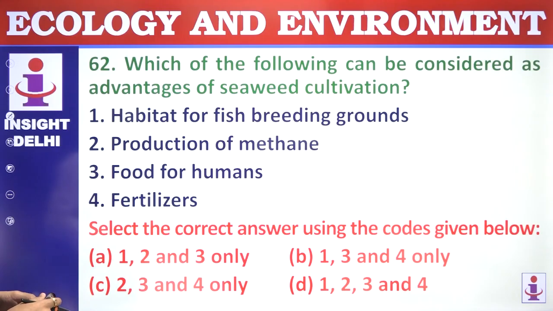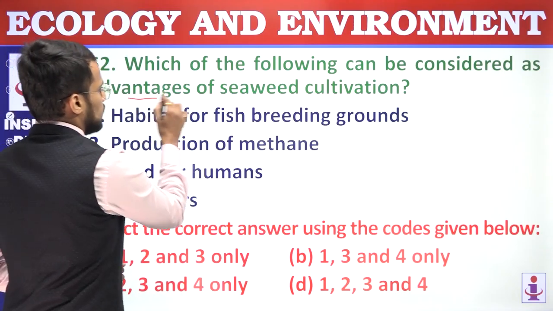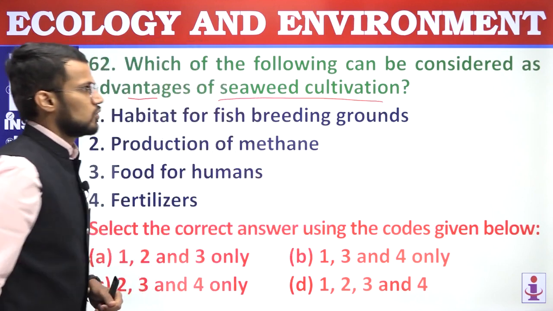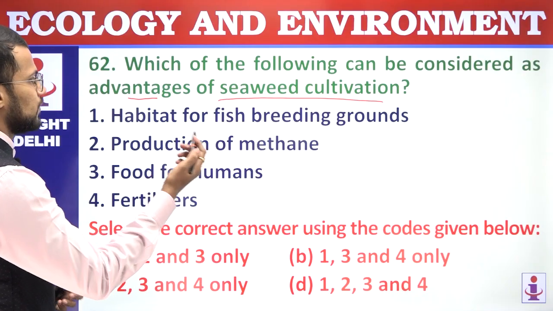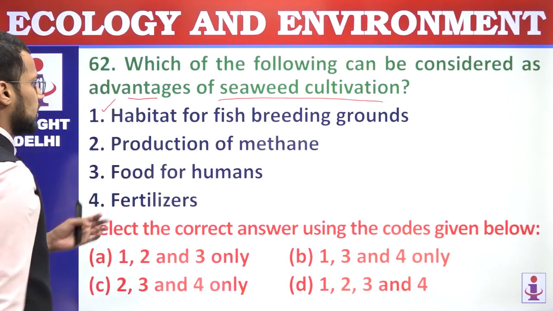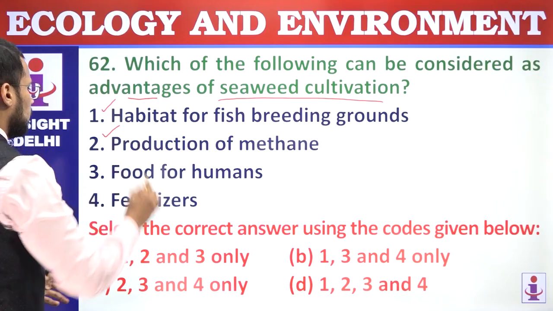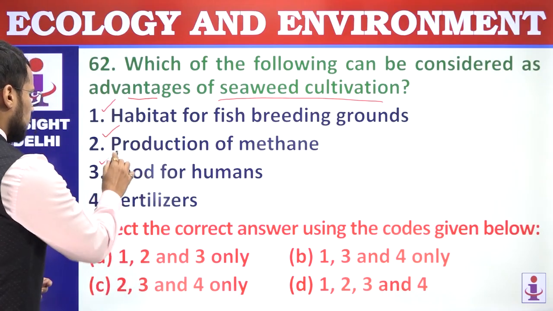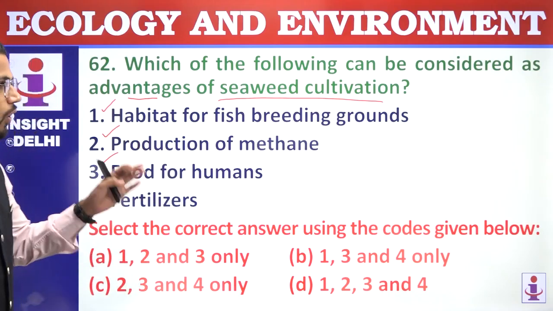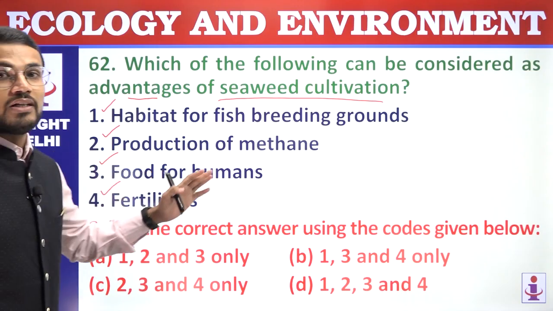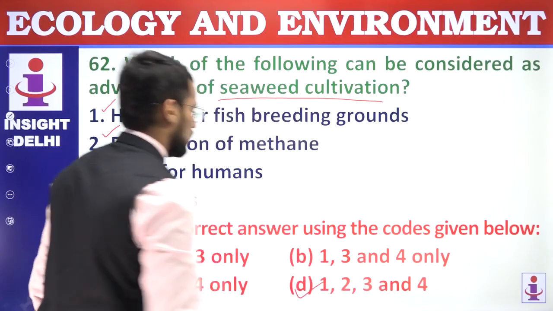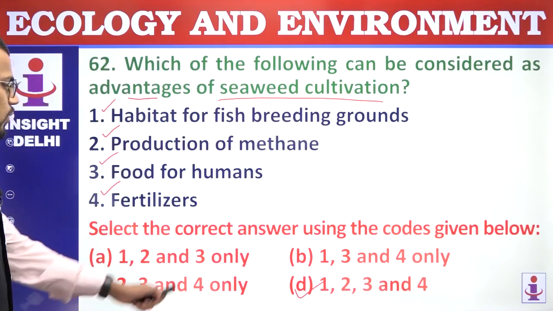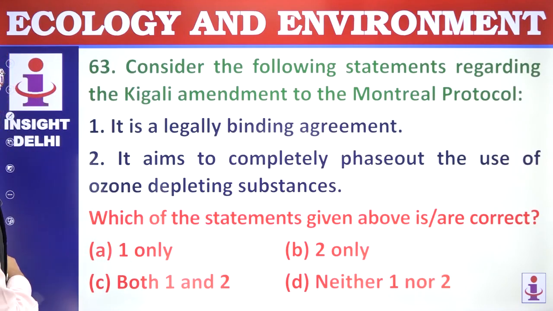62. Which of the following can be considered as advantages of seaweed cultivation? So seaweed cultivation can help us get habitat for fish breeding grounds, correct. It can help in production of methane as well, food for humans as well, and fertilizers as well. All these are the advantages of seaweed cultivation, and that's why the answer should be D, 1, 2, 3 and 4. 62, answer is D.